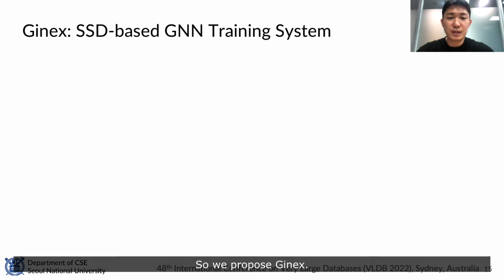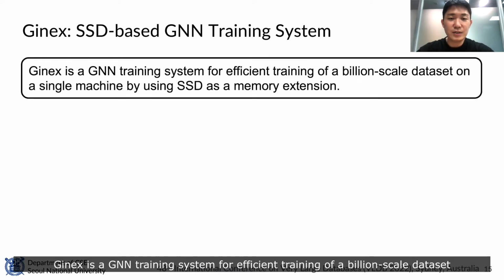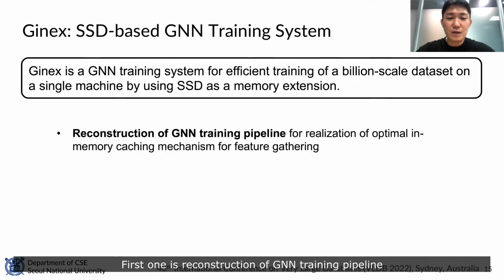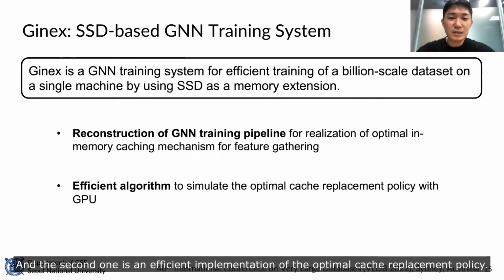So we proposed Ginex. Ginex is a GNN training system for efficient training of a billion-scale dataset on a single machine by using SSD as a memory extension. Ginex boosts the performance of SSD-based GNN training mainly by 2 technical contributions. First one is a reconstruction of GNN training pipeline for realization of optimal in-memory caching mechanism for feature gathering. And the second one is an efficient implementation of the optimal cache replacement policy.